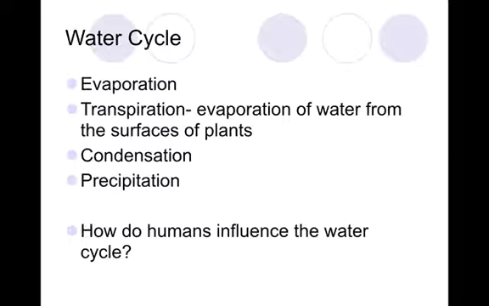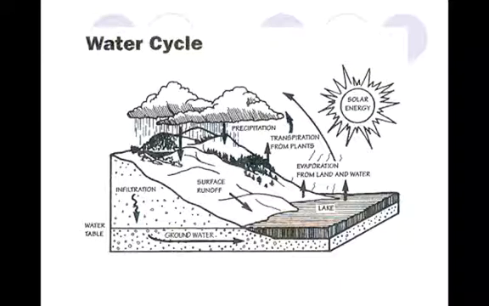Now in class we talked about how humans can influence the water cycle. Here's a great picture of the water cycle so you can see where everything is happening, where we have our groundwater that can then go into our lakes and our streams, infiltration of that water coming down. We have surface runoff right into our lakes. We have evaporation from the land and water that goes up, transpiration from the plants, get into our clouds where we have condensation, and then the precipitation comes down.